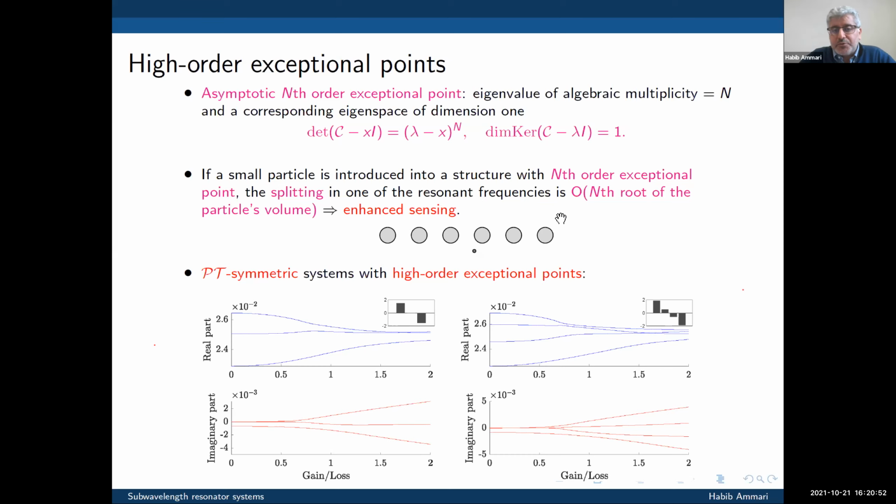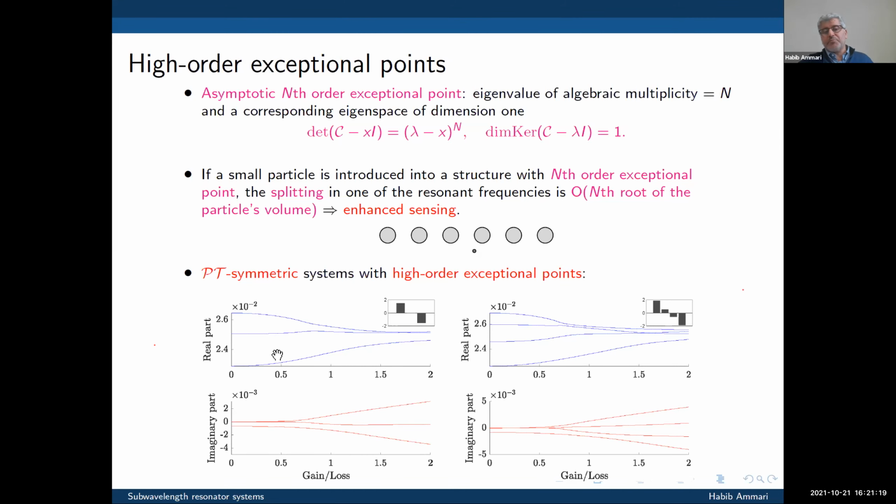So assume that you have a system with such a singularity, such a degeneracy, and a small particle is introduced into such a system. Then we can prove that there is a splitting in one of the resonant frequencies of the system, and that the splitting is of order the nth root of the particle volume. So this makes your system extremely sensitive to extremely small particles.